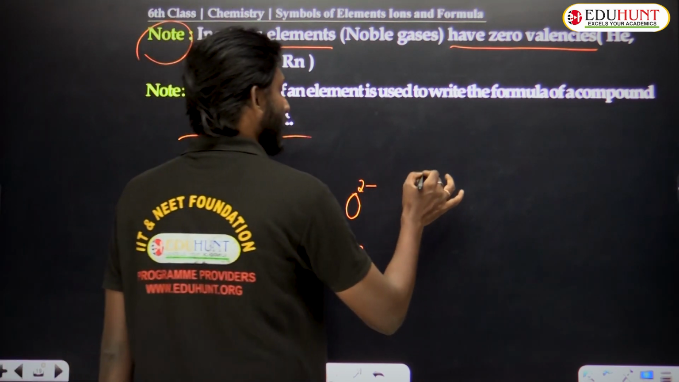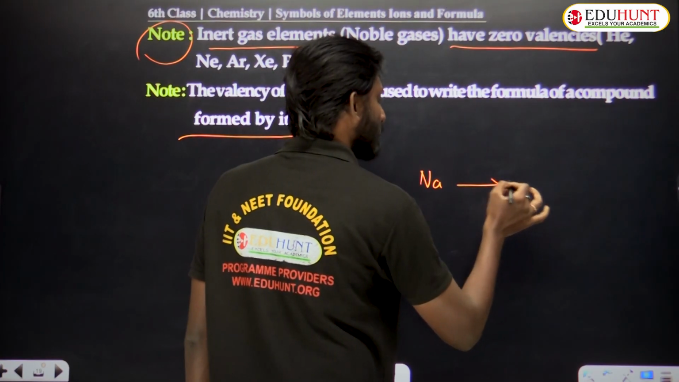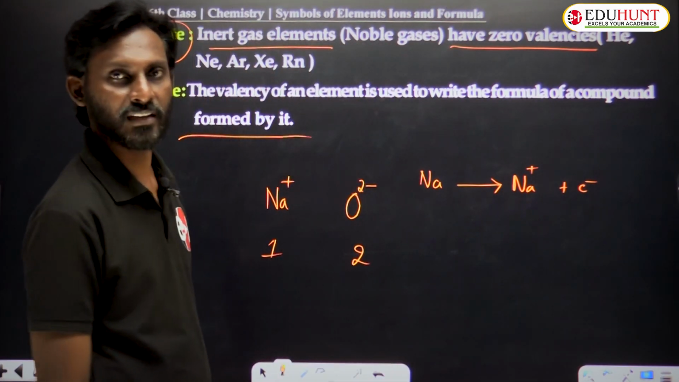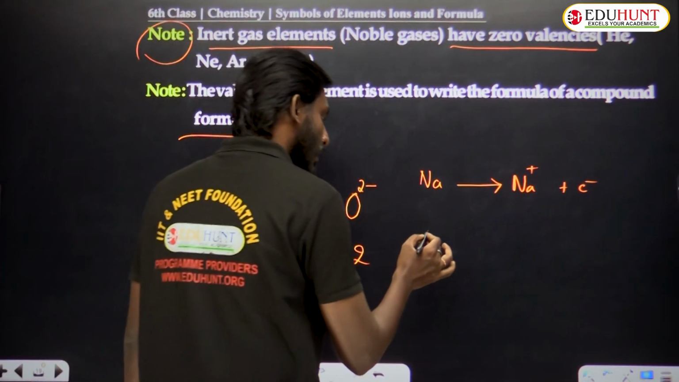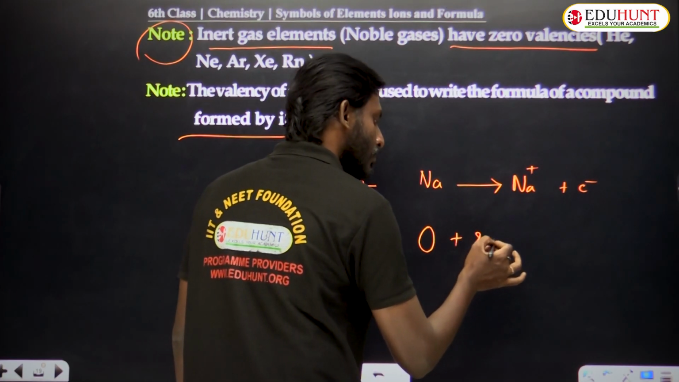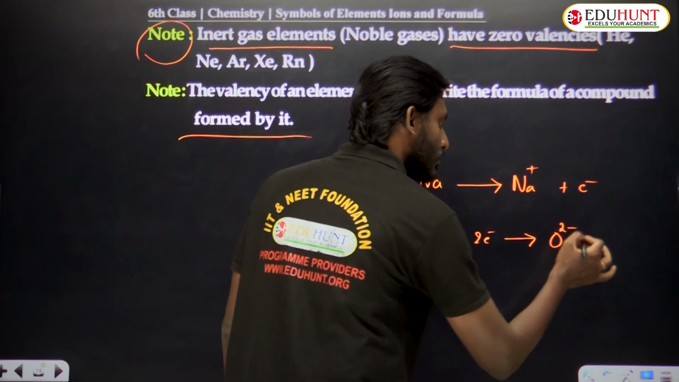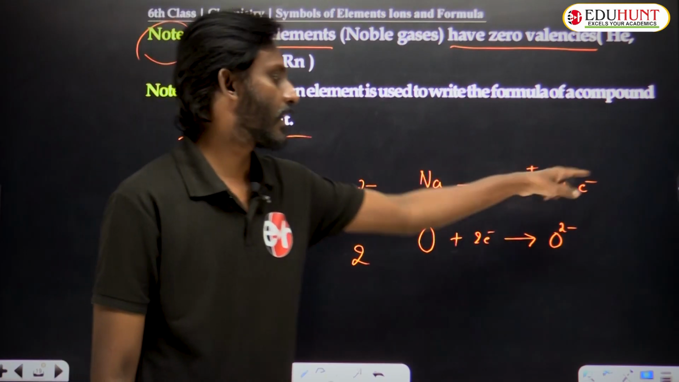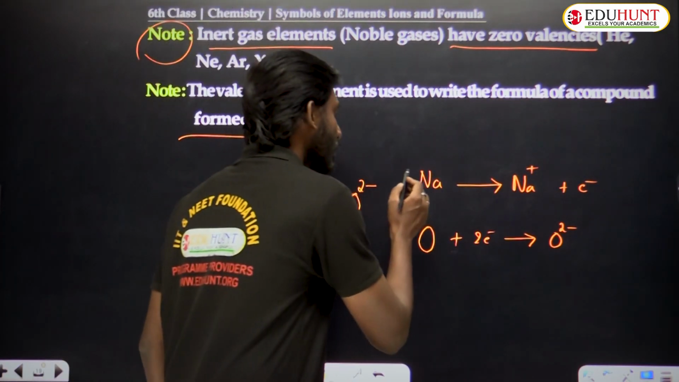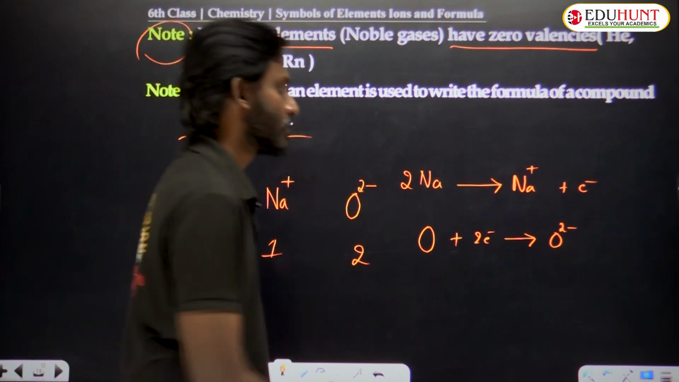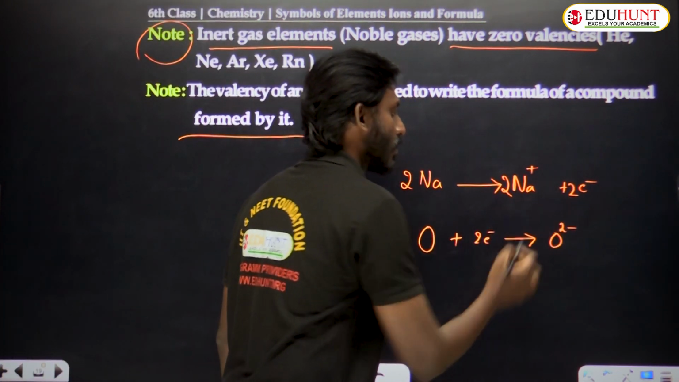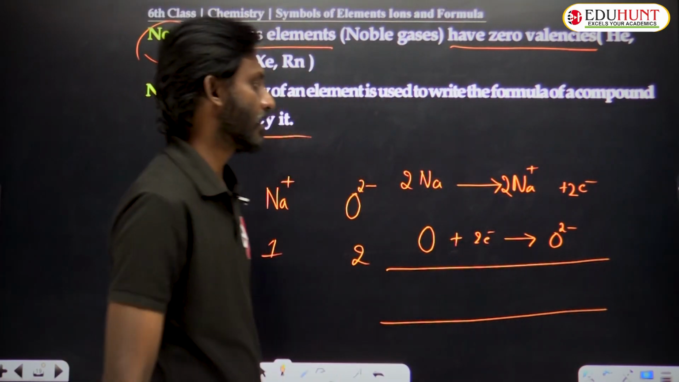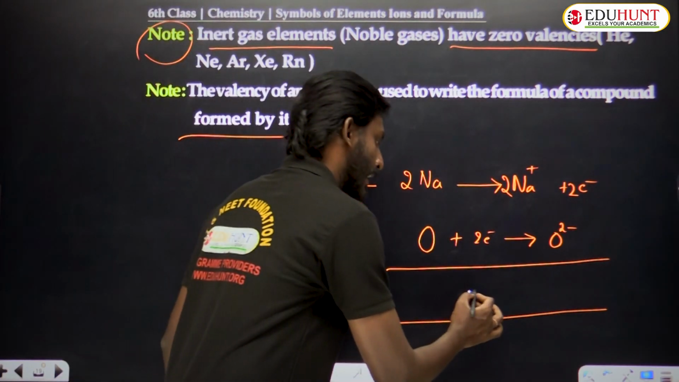How? Take 1 sodium atom. 1 sodium atom loses 1 electron to become Na plus. But the oxygen atom has to gain 2 electrons to become O 2 negative. Now, where do these 2 electrons come from? Sodium can give only 1 electron. That's why you have to take 2 sodium, so that you will get 2 Na plus and 2 electrons. Now add these 2 steps.